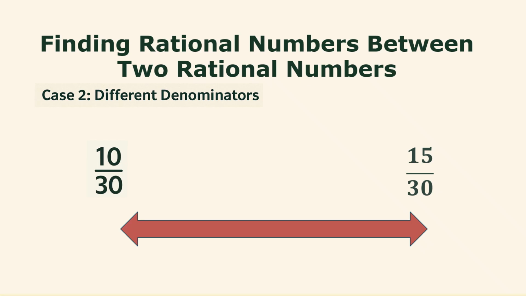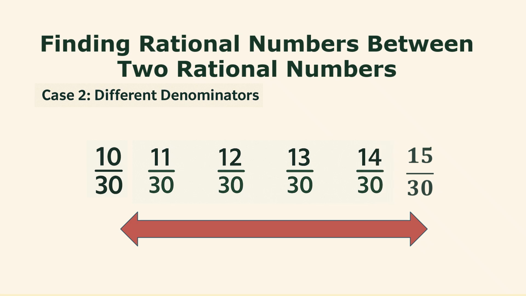What's in between these two numbers? 11 over 30, 12 over 30, 13 over 30 and 14 over 30. So in this way, we can find many rational numbers between any two.